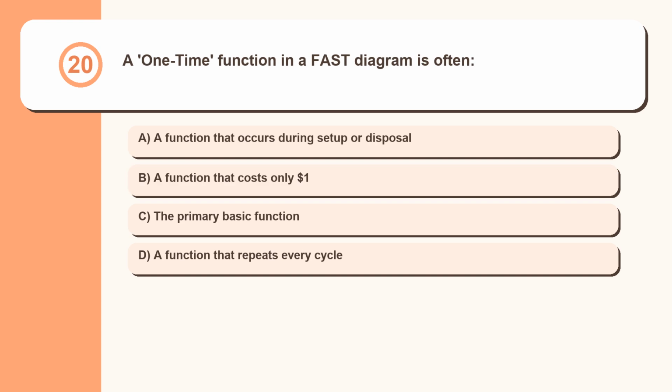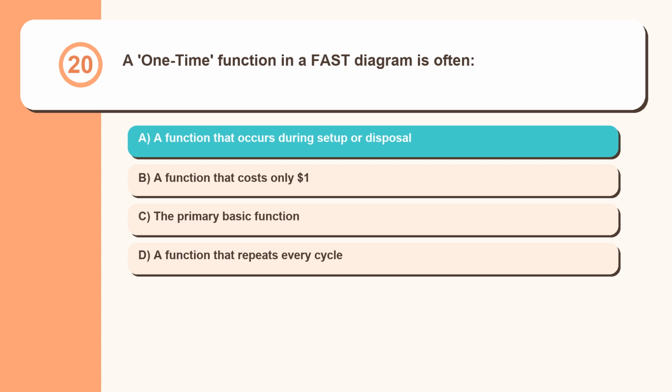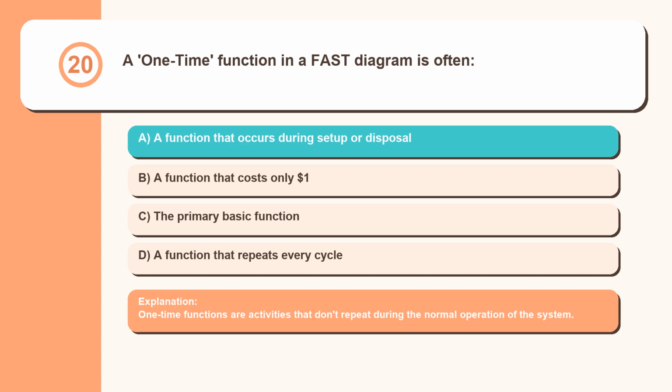Question 20. A one-time function in a FAST diagram is often a function that occurs during setup or disposal, a function that costs only $1, the primary basic function, a function that repeats every cycle. One-time functions are activities that don't repeat during the normal operation of the system.